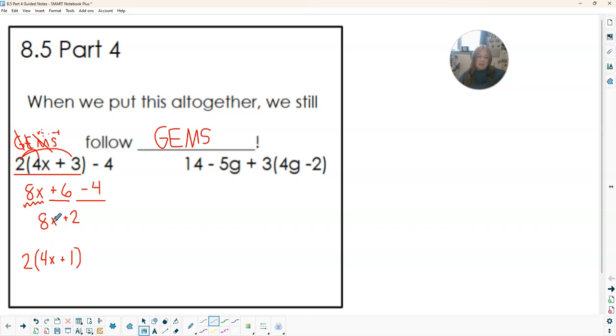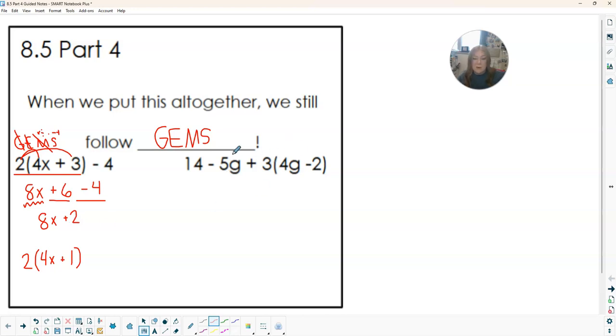And here's another equivalent expression. So this and this and this are all equivalent. So this is as simple as it can go. It's the least amount of terms. 2 times 4 is 8x, plus 2 times 1 is 2.